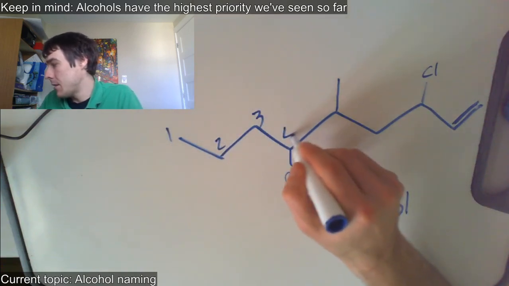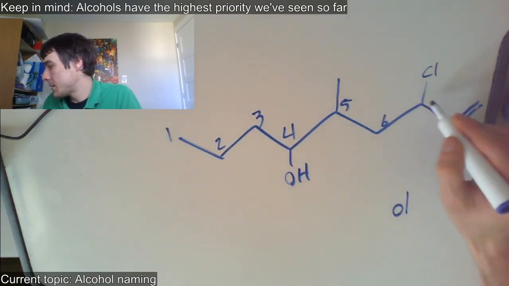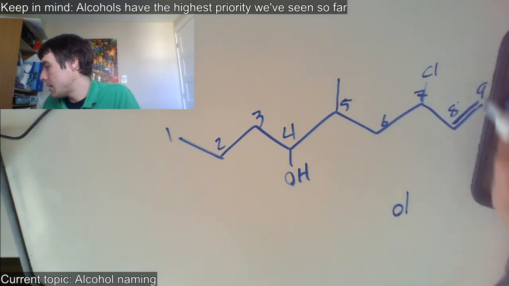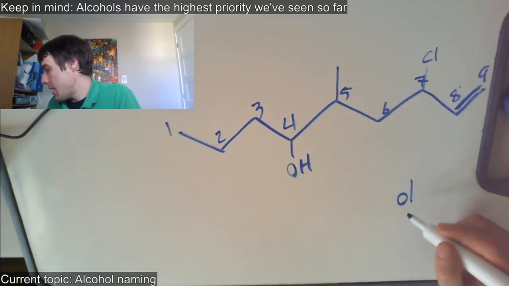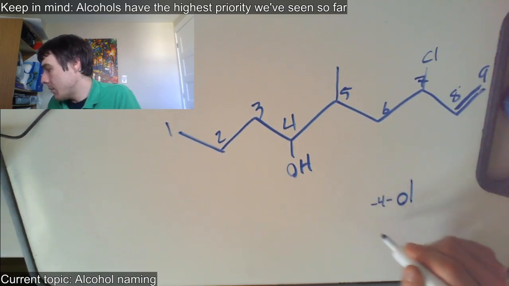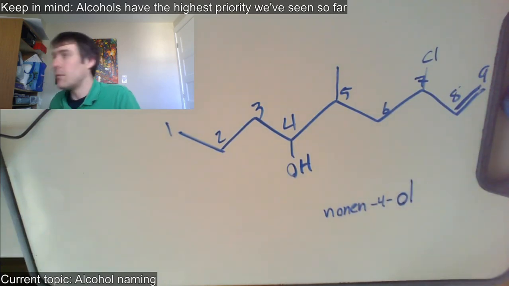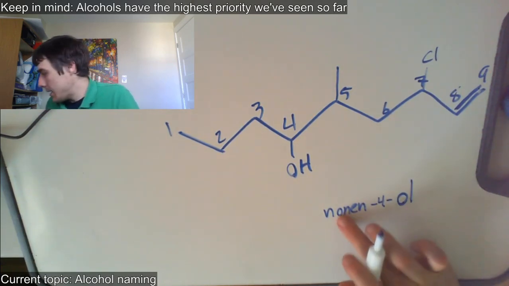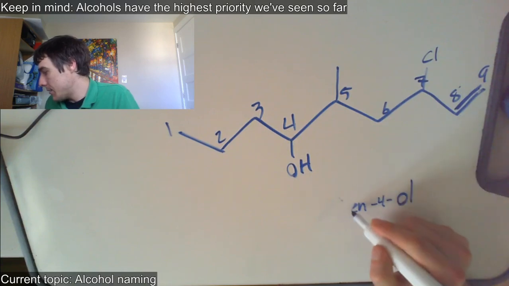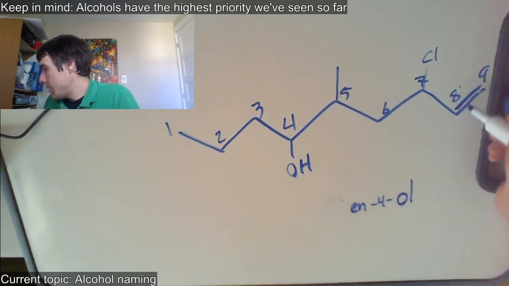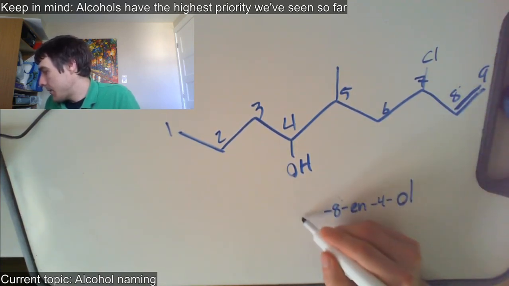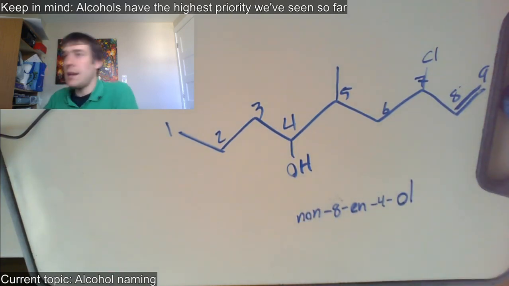1, 2, 3, 4, 5, 6, 7, 8, 9. So this would be a 4-ol. It's a non-ene-4-ol. Actually, we have to say where the ene is, don't we? So it's not a non-ene-4-ol. It's a non-8-ene-4-ol. This is getting kind of complicated kind of quick, huh? This is about as bad as it can get for numbering, though, so don't worry too much.